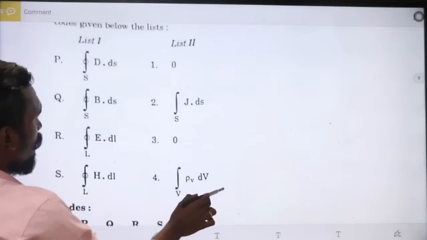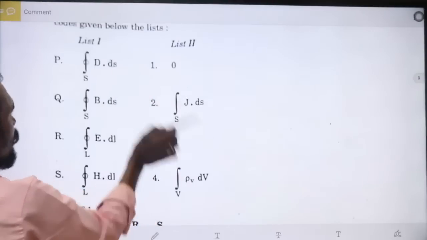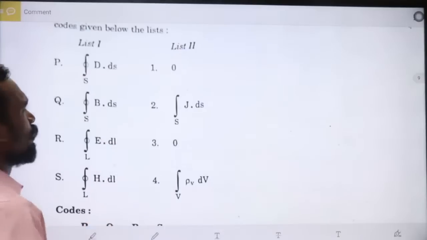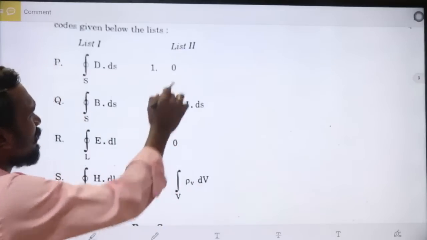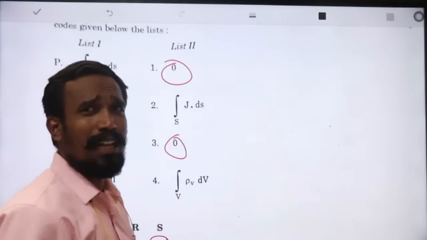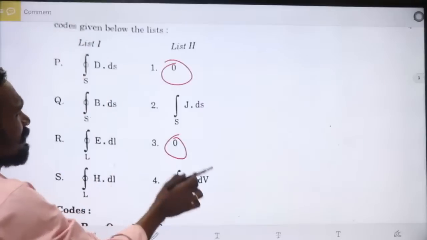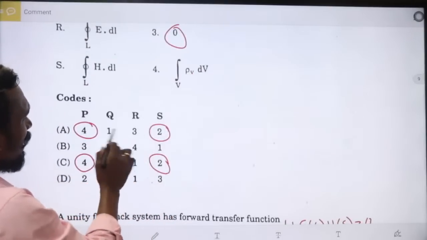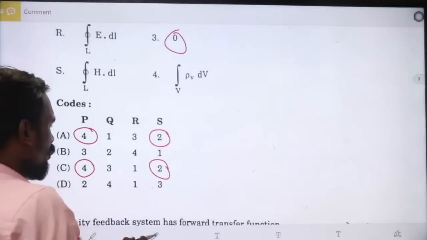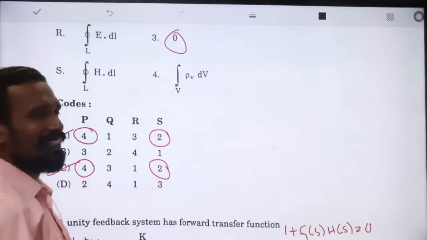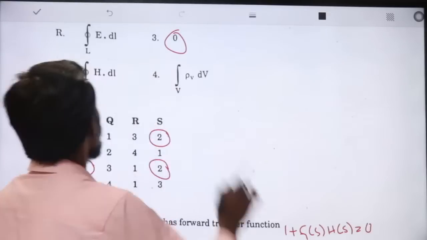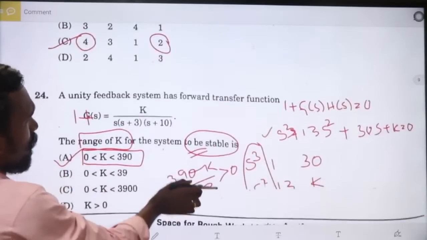See here, 4 and 2 for P and S. For P and S, they gave 4 and 2. The remaining 2 options are the zeros. So we can get the answer directly from this. How can both be zeros? Actually, here these 2 are the correct answers. So they gave a question like this.